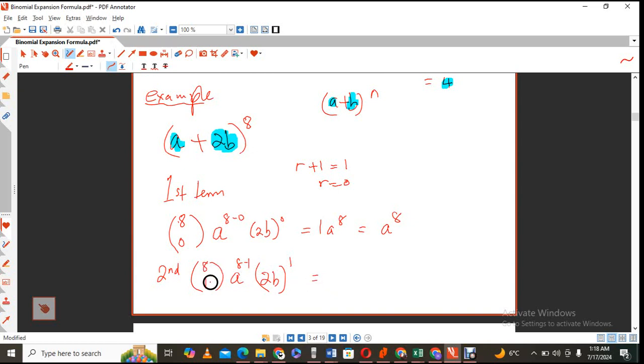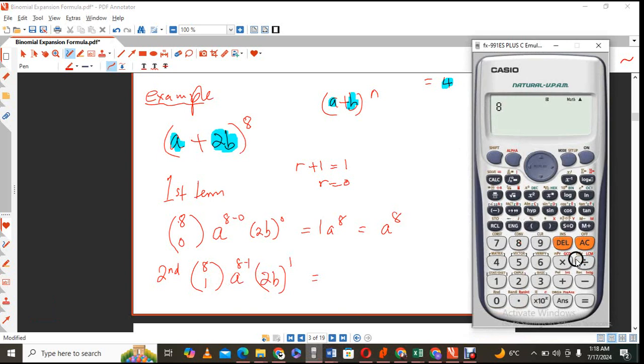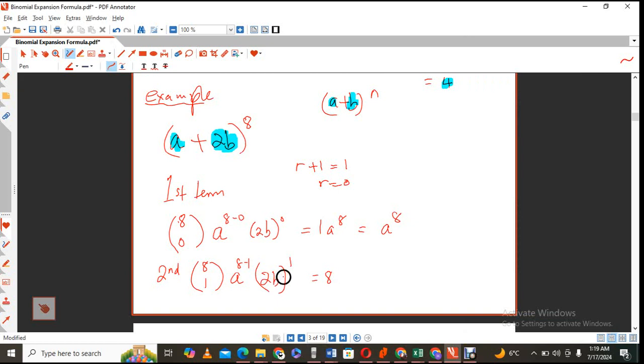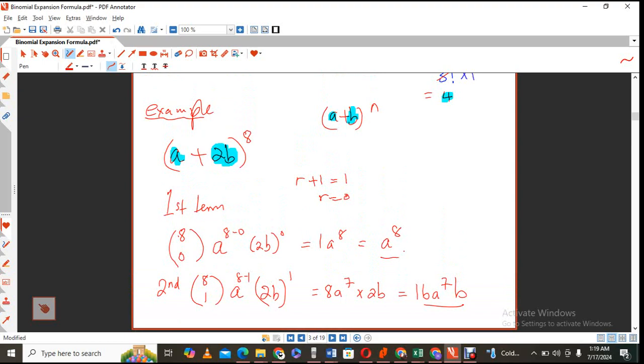So if I choose 8 choose 1, remember, you can see I use my calculator as well, I can use the nCr button, and you realize the answer is just 8. Okay, so 8, and then you have A raised to the power of 7 times 2B, but we are not done because 2 times 8 is 16, so 16 A to the 7 B. So that would be the second term, and that would be the first term. If you were asked to write down the first 4 or first 2 terms and so on, you'll just go on and use that.